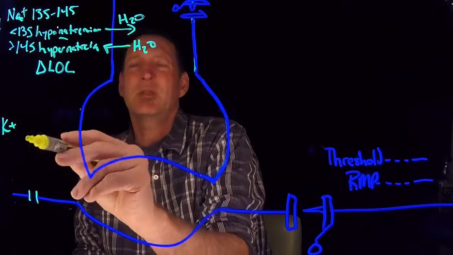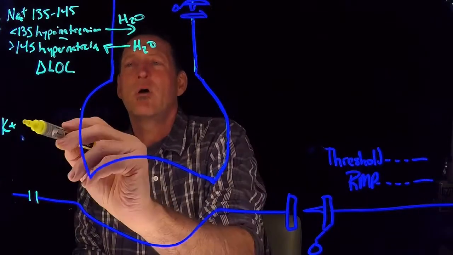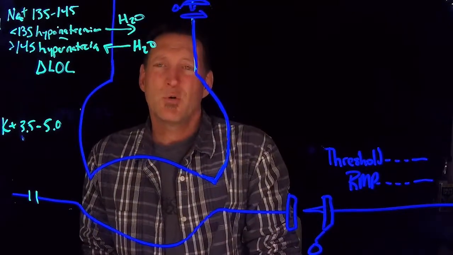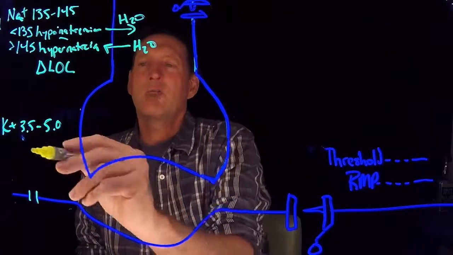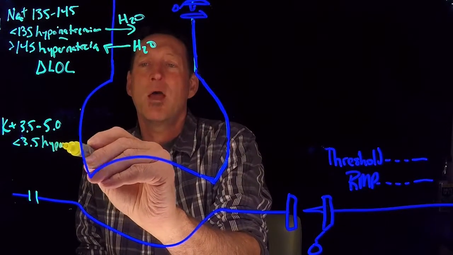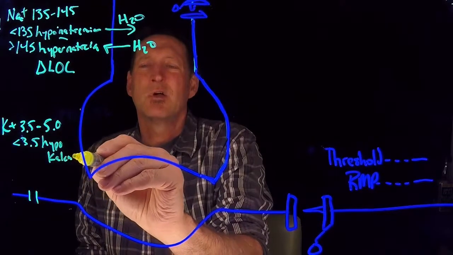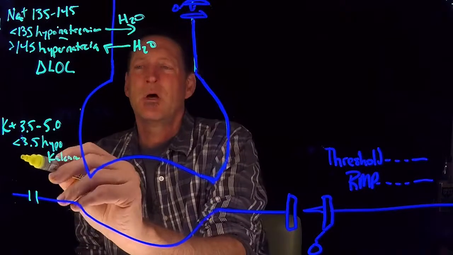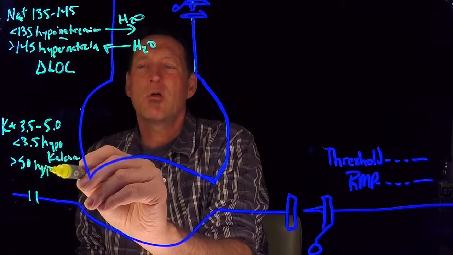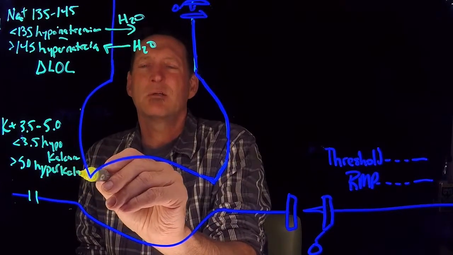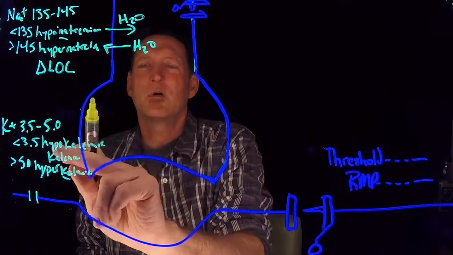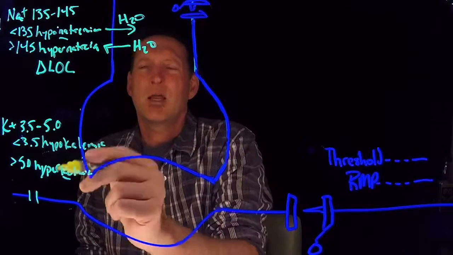The next thing I want to look at is potassium. When you look at potassium, it is about 3.5 to 5.0, and that's also measured in milliequivalents per liter. Now, if I go less than 3.5, that's going to be considered hypo, and that would be kalemia. And of course, kalemia just refers to potassium. On the other hand, if I go greater than 5.0, that's going to be considered hyper, and that would be kalemia. Okay, so now I can have either hypo or hyperkalemia.